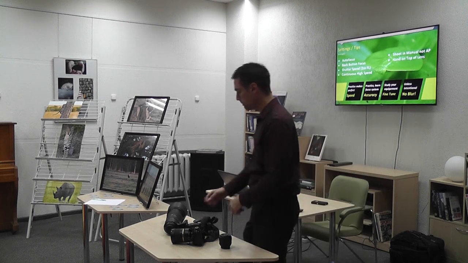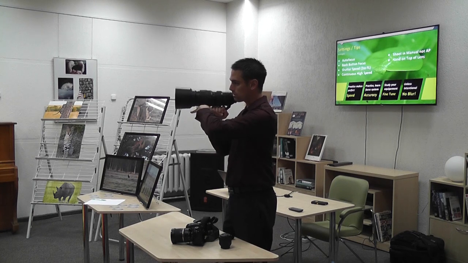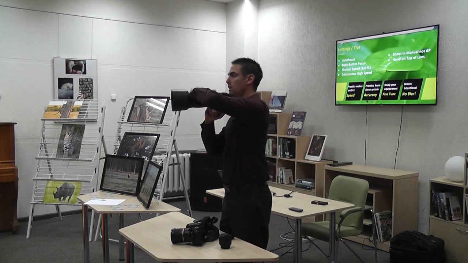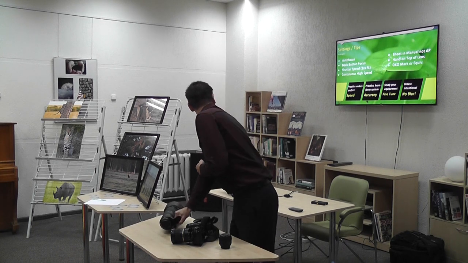Hand on top of the lens. A lot of people say, if you have, like in a safari jeep, they have beans, like a bean bag, and you can set it here. Put your hand on top, and it steadies the lens. It's a good strategy for keeping yourself focused.